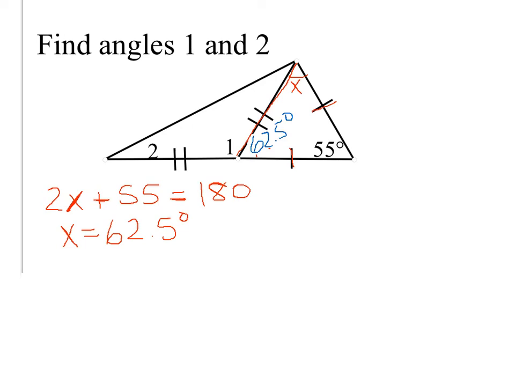Now, that 62.5 degree angle and angle 1 are a linear pair, so they must add to 180 degrees. So we can say 62.5 plus the measure of angle 1 is equal to 180. And that gives us an angle of 117.5.